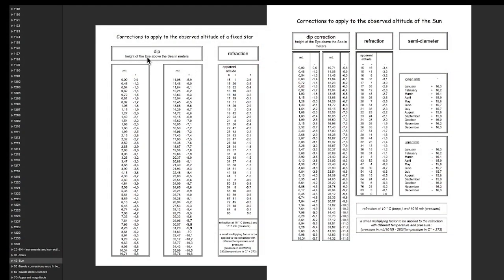Oh, by the way, I think I made a slight mistake there. This table for dip and such is related to a star. The sun is over here. And once again, it's still minus 4 minutes, but I want to use the correct table.